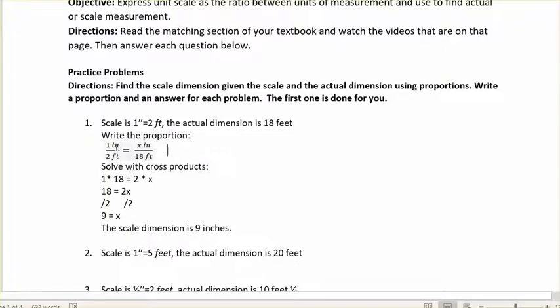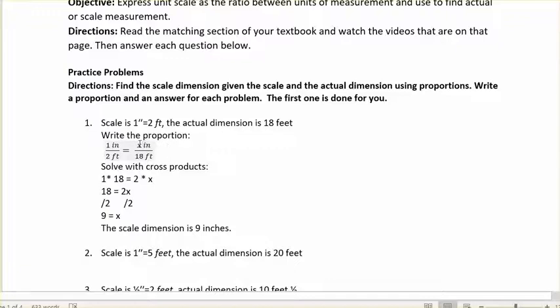So we're not going to worry about the inches and the feet right now. We're just going to look at the numbers. So 1 times 18 will equal 2 times x. You go across. And that's what I wrote. 1 times 18 equals 2 times x. And then we solve this equation. So 1 times 18 is 18. 2 times x we can write as 2x. To solve this, we need to divide both sides by 2, and we get 9.